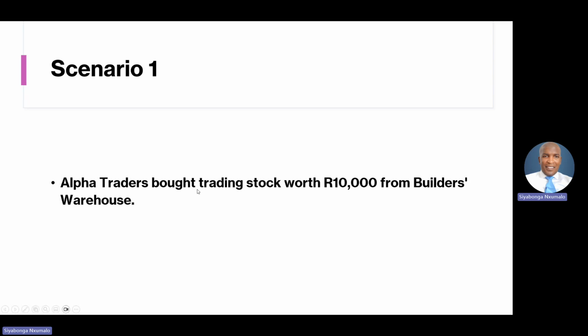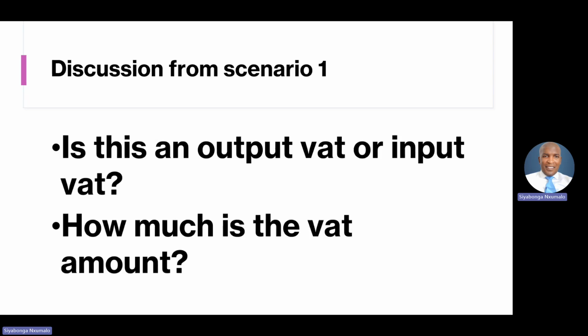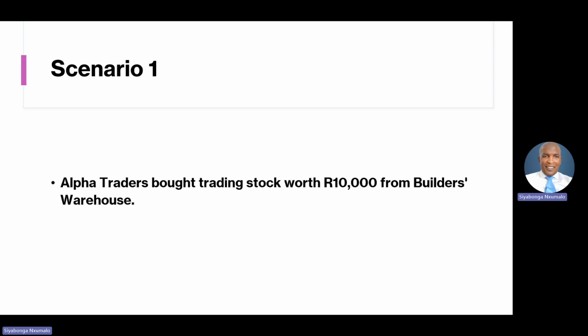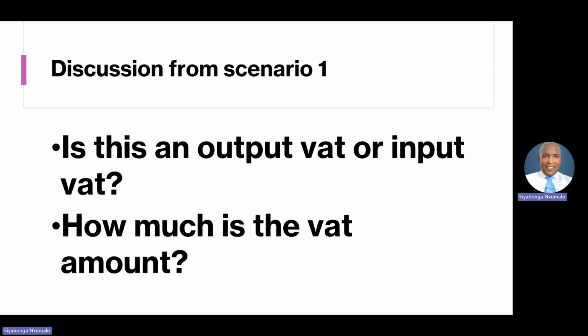It says Alpha Traders bought trading stock worth 10,000 Rand from Builders Warehouse. So they bought trading stock. What I really need to know from you is, is this an output VAT or an input VAT? And how much is the VAT amount? They bought trading stock. Remember we said your input is when you buy. So you bought from Builders Warehouse, so you bought something, then you will be able to claim. So this is an input VAT.